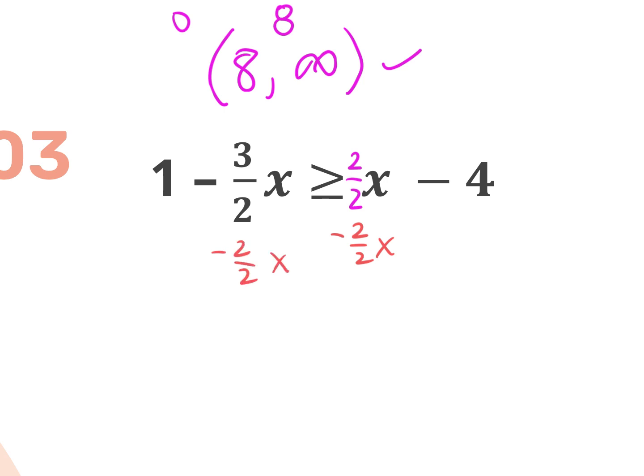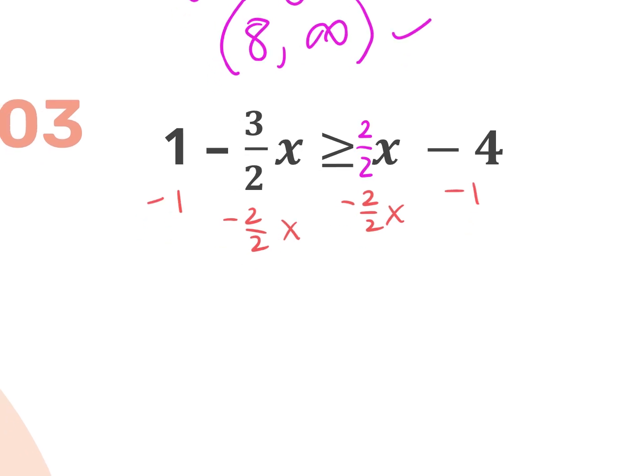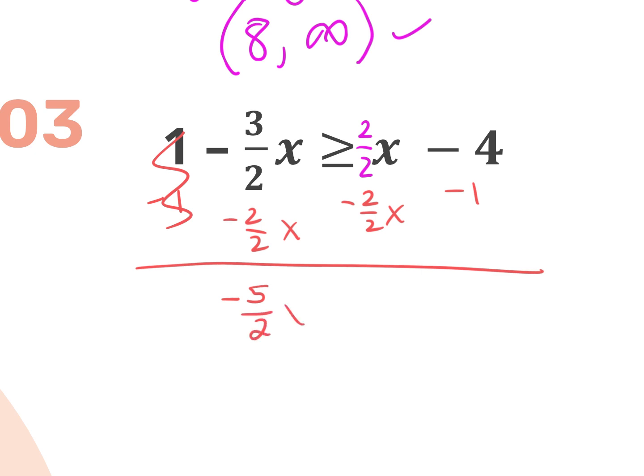So all I did was just change one whole to 2 over 2. And then I'm going to go ahead and subtract 1 from both sides. So my 1's cancel. What's a negative 3 halves minus 2 halves? Negative 5 over 2x. Good. Greater than or equal to. What's negative 4 and negative 1? Negative 5. Okay, good. We okay?